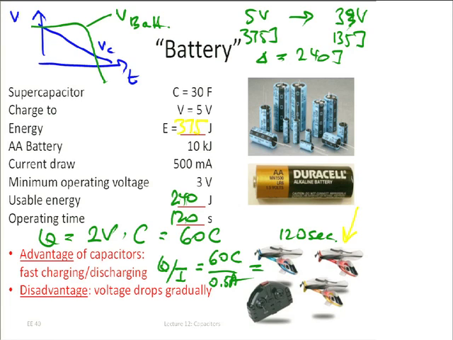The disadvantage is that the voltage drops gradually, so you can't use all the energy. That's better in batteries. The advantage is that you can charge them very, very quickly. In fact, that's an important thing also. A capacitor you can charge in a minute or so. If you try to do that with a battery, it gets hot and it will probably explode too.